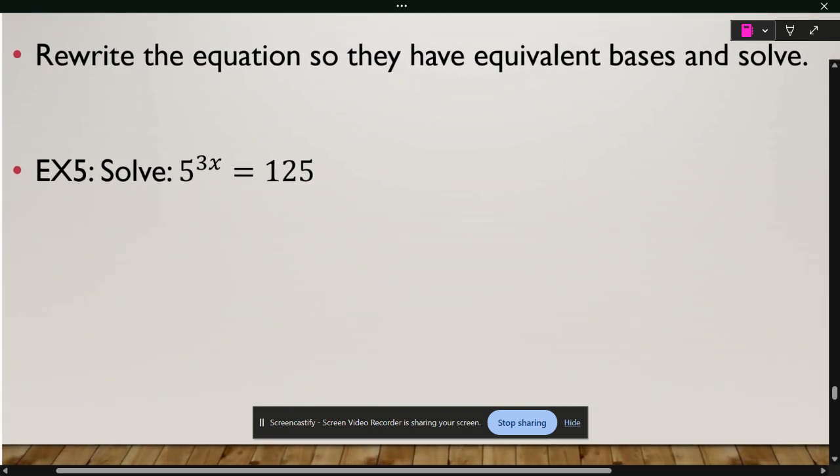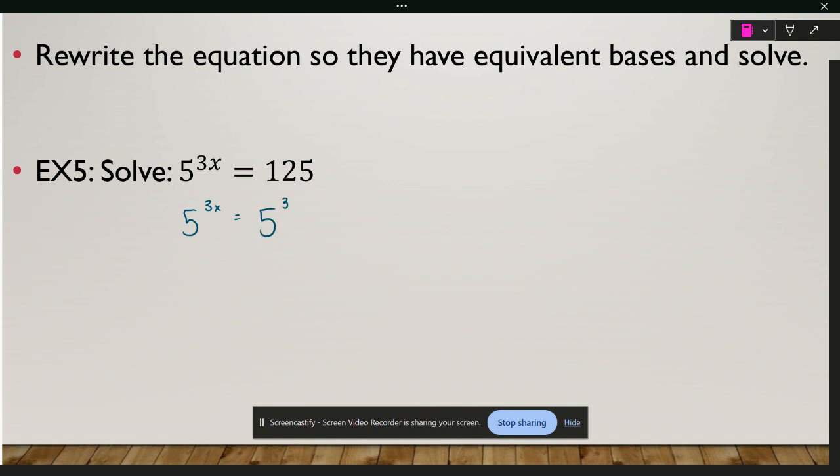So, solve 5 to the 3x is equal to 125. The first thing you want to look at is the 5 and the 125. 5 is the smallest possible number that you can get in terms of exponentials, like 5 to the something power will give you something else. 125 is not, though. Can anybody tell me 5 to the what power would give you 125? 3. Okay. So we're going to change this to 5 to the 3x is equal to 5 to the third.